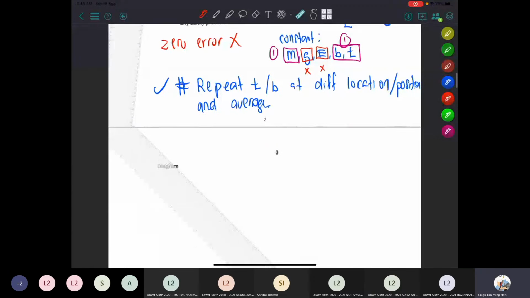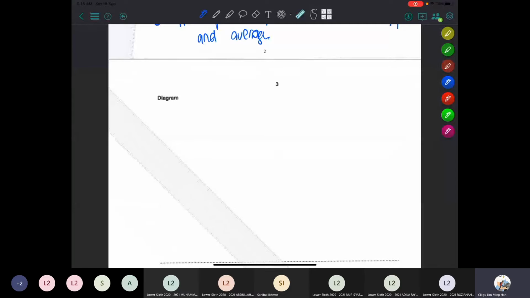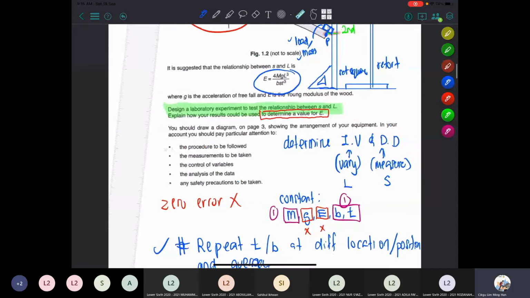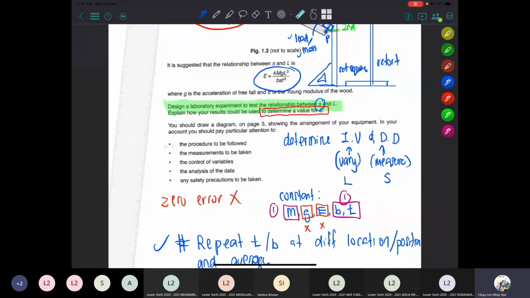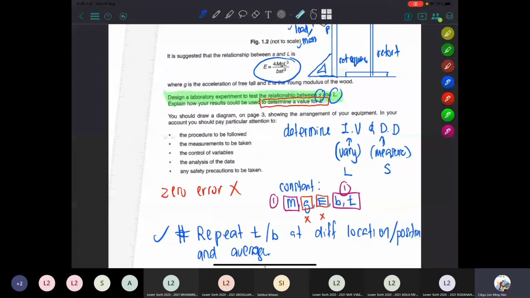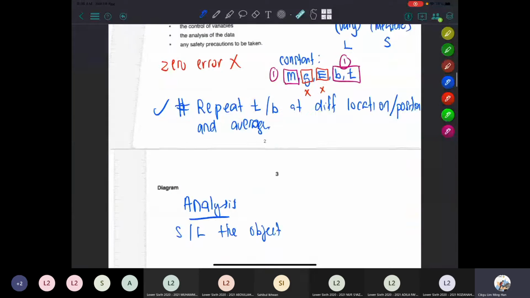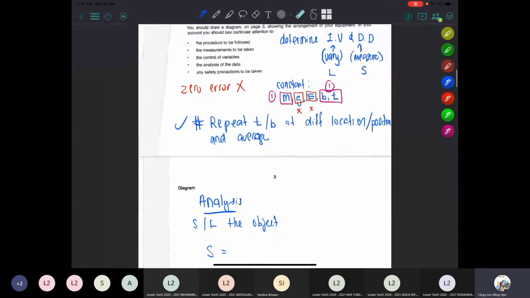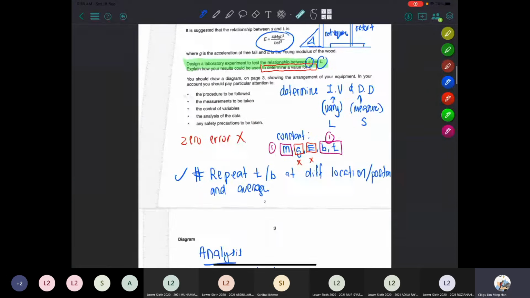Now another thing I want to talk about is your analysis. Most of you did well in your analysis, so I just want to emphasize again how you do it. For the analysis, you want to make something the subject here. So this is the S and L. You either make S the subject or L the subject. It's up to you. In my view, I think S will be the best one. So you can make S equal to, what's the whole thing again? 4mgL cube.